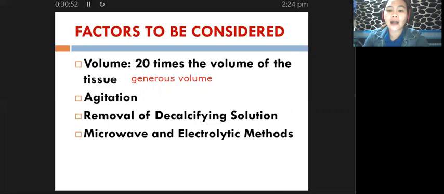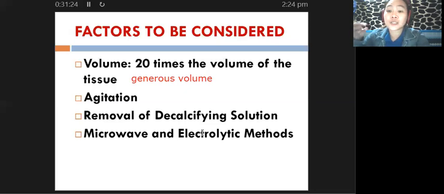There are actually several ways by which we can agitate your solution or your tissue. We can make use of low speed rotation. We can make use of rocking. We can make use of a mechanical stirrer.